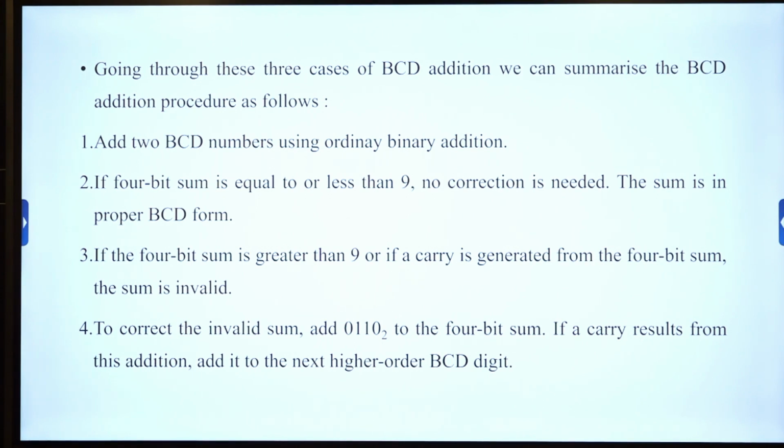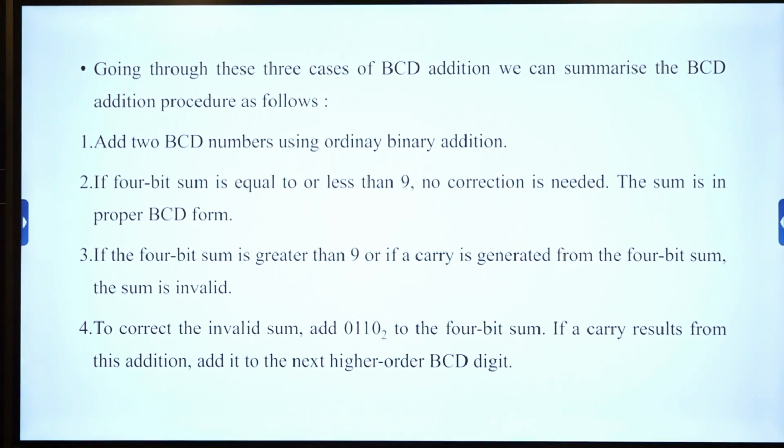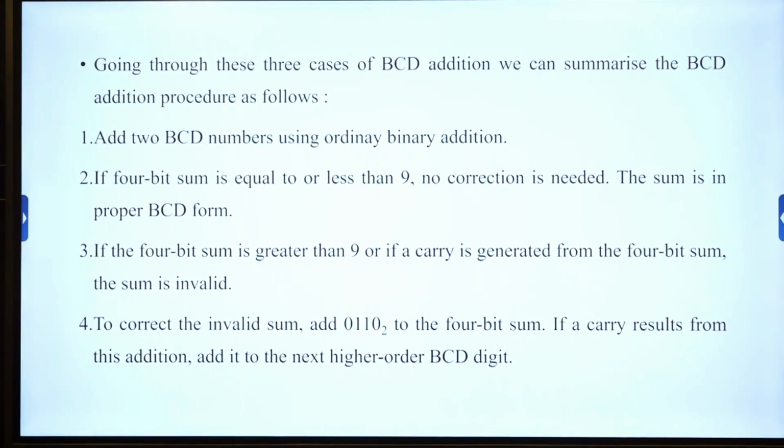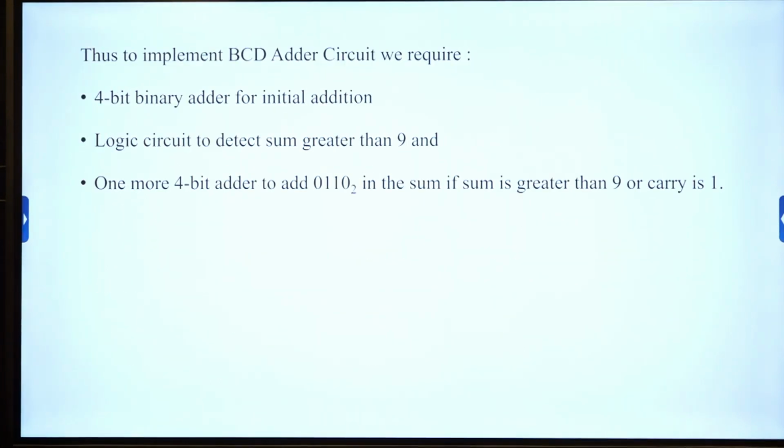Second, if the 4-bit sum is greater than 9 or if a carry is generated from the 4-bit sum, the sum would be invalid. So in order to correct that invalid sum, what do we do? We add 6 to the 4-bit sum. If a carry results from this addition, we add it to the next higher order BCD digit. Okay, so this is all about how we deal with the BCD adder.